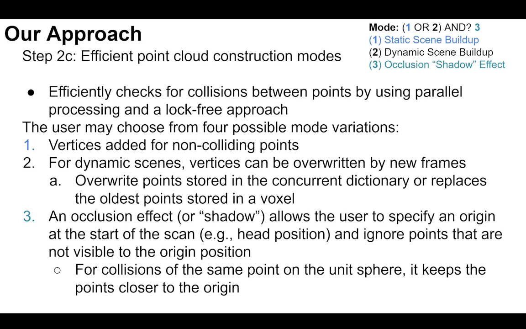For constructing the 3D scan, the user may choose from 4 possible modes. The default static mode renders all non-colliding points. The dynamic mode allows for colliding points to be replaced by the latest frame. And optionally, the occlusion effect, or shadowing, has an origin at the start of the scan, like the starting head position when you press start for the scan, and ignores points that are not visible to the origin position, creating a shadow-like effect on the occluded objects.